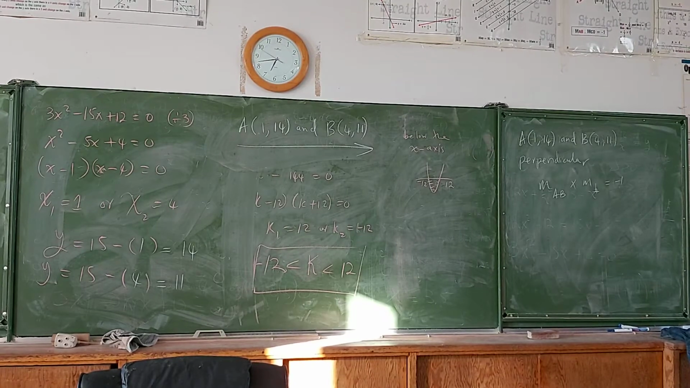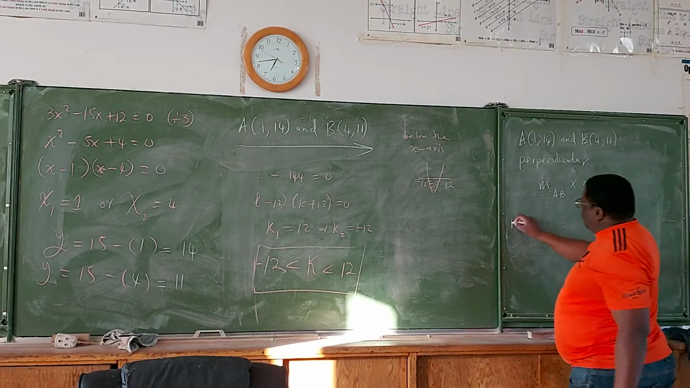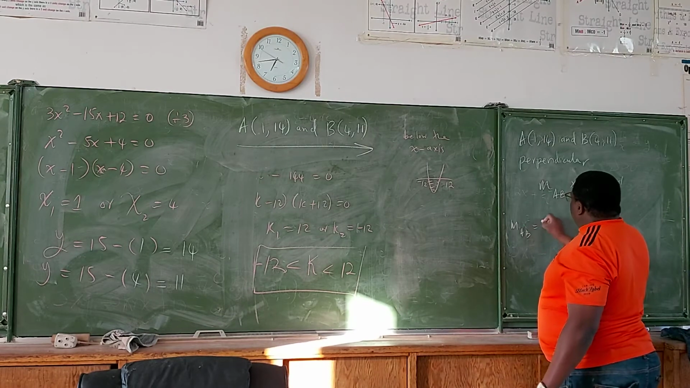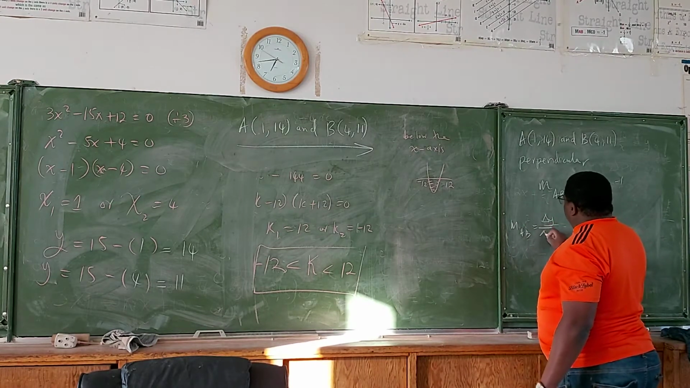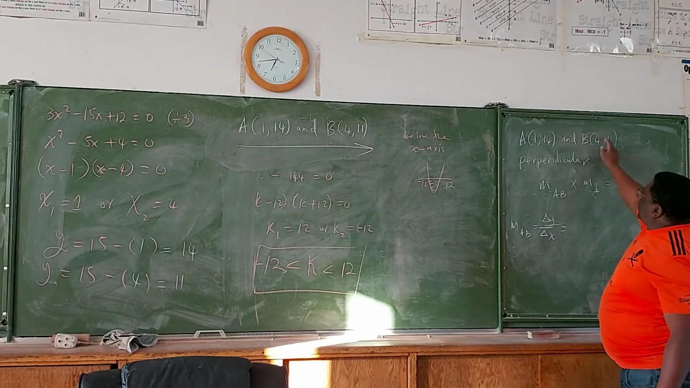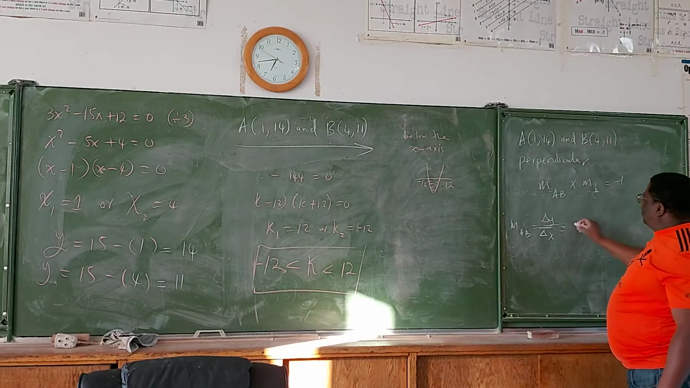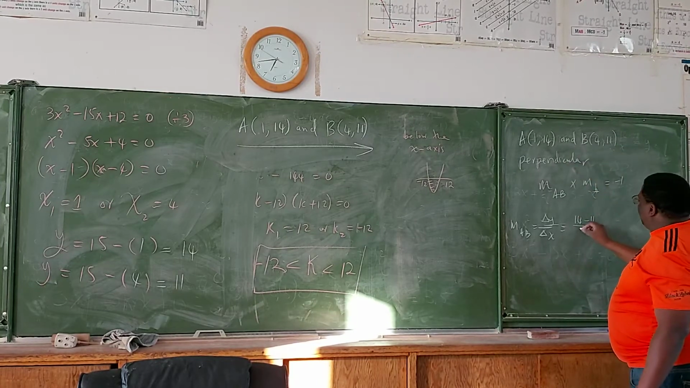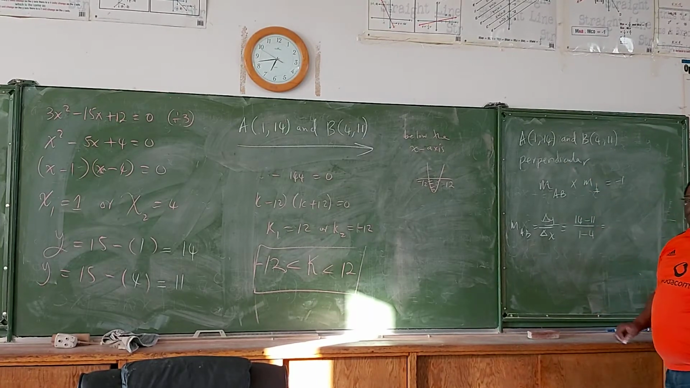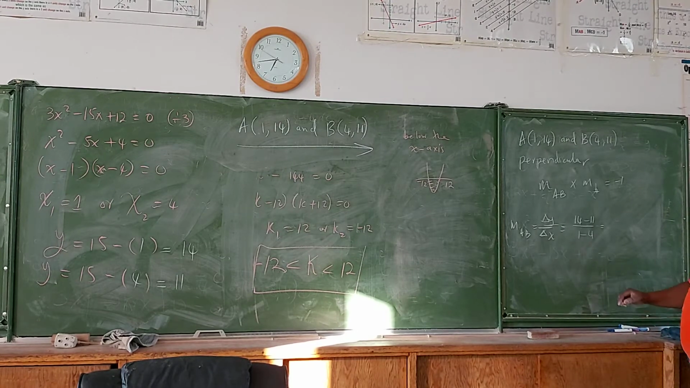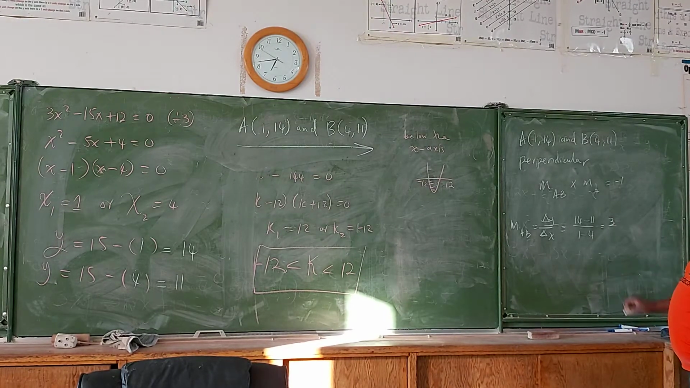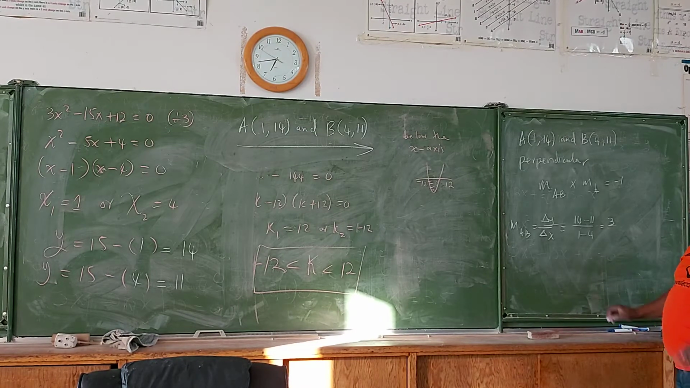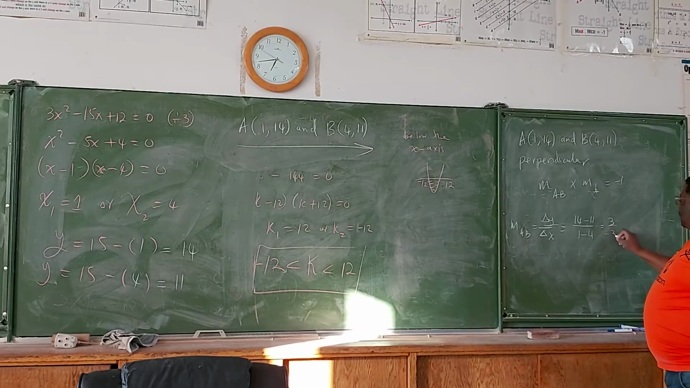Yes, of course. So the gradient of AB is delta y over delta x. Delta y, 14 minus 11. Really? Is the answer 3? And 1 minus 4, Bradley, is the answer negative 3. So the gradient is negative 1.